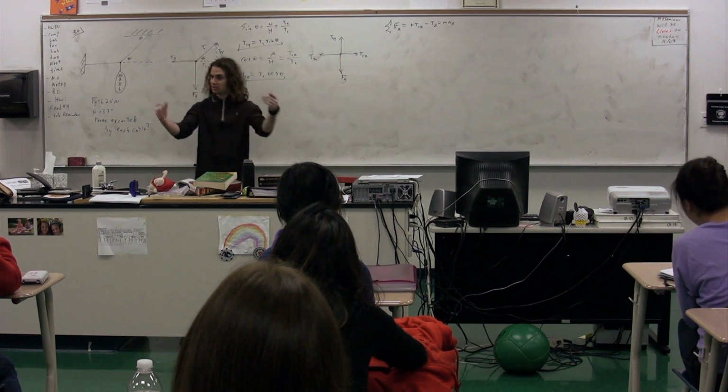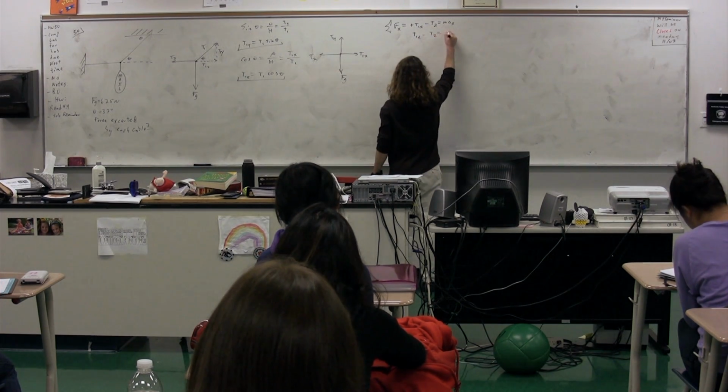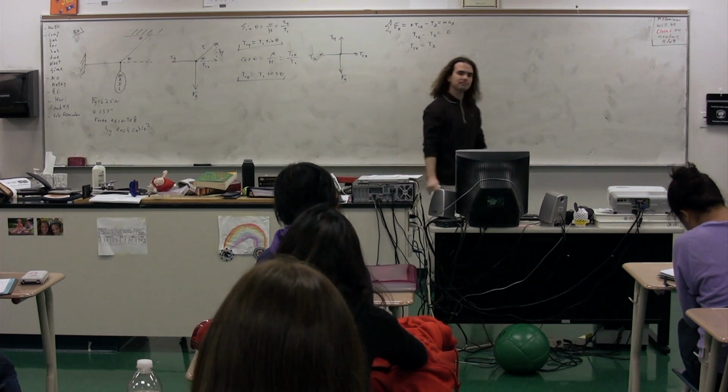Zero. It's not moving at all, right? So the acceleration in the x direction is going to be equal to 0. So we have T1x minus T2 is equal to 0. In other words, T1 in the x direction equals tension 2.